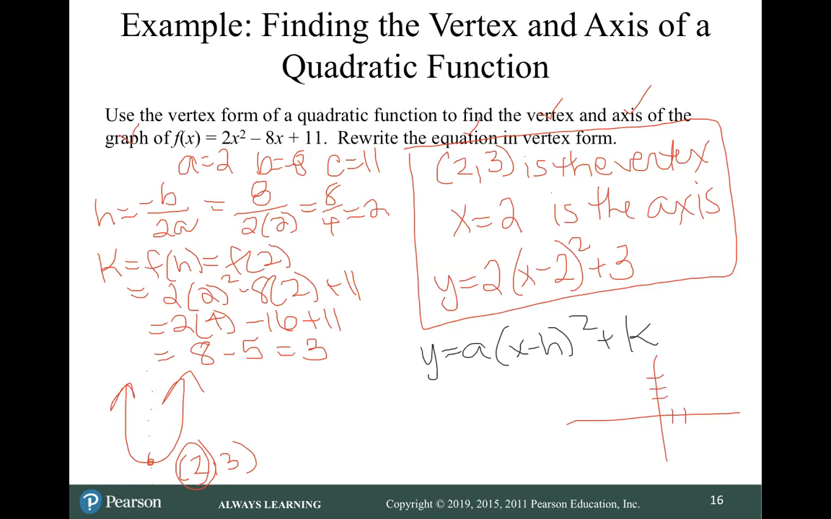A little trick, if you look at the standard form, the non-vertex form, that also gives you the y-intercept. So I also know it's going to be steep. So there's a sketch of my graph, knowing that it crosses at 11 with our little trick with the y-intercept that I just showed you. Knowing that this is 2, 3 as well.